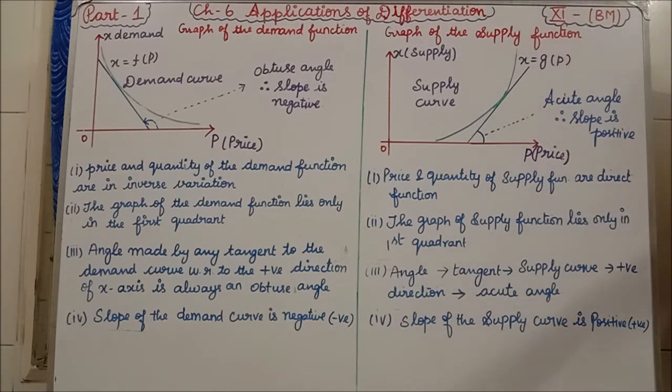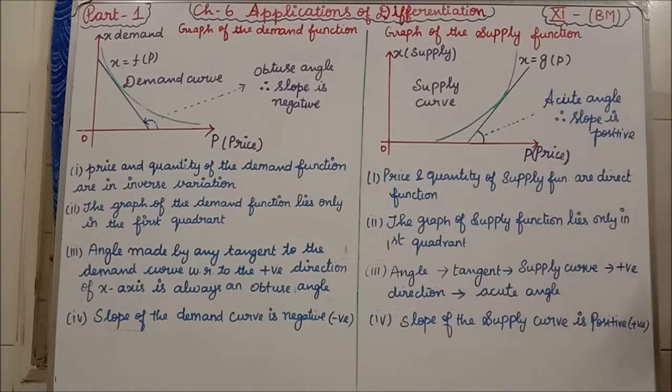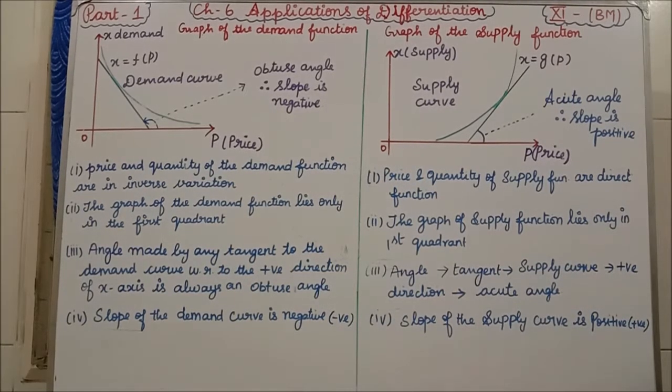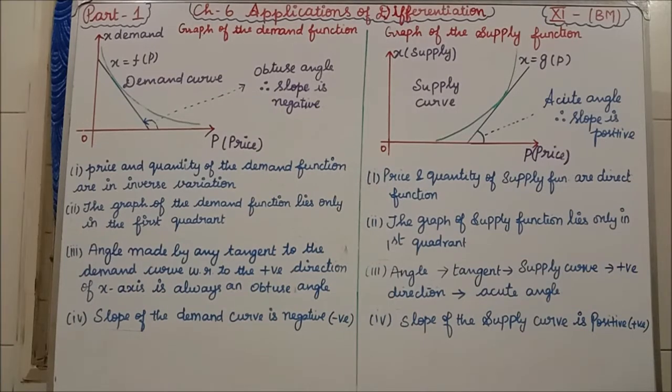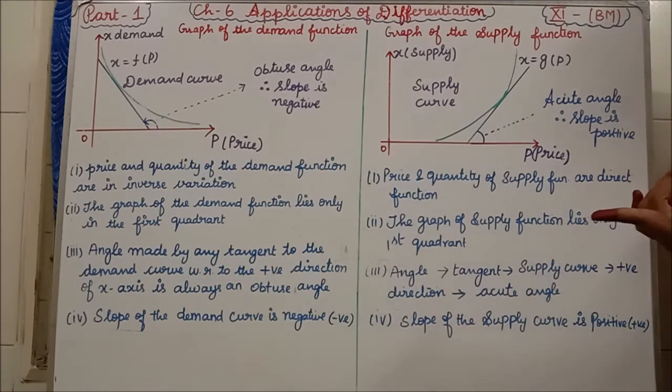The graph of the supply function lies in the first quadrant. Whether it is the demand curve or the supply curve, both will lie in the first quadrant only. I have written it in short form; in the book they have given this point clearly. The angle made by a tangent to the supply curve with the positive direction of the x-axis is always an acute angle. The demand curve has an obtuse angle in the anti-clockwise direction, so it becomes negative.